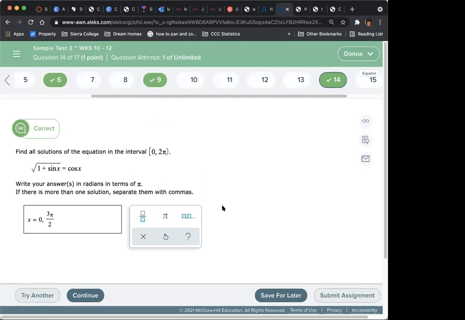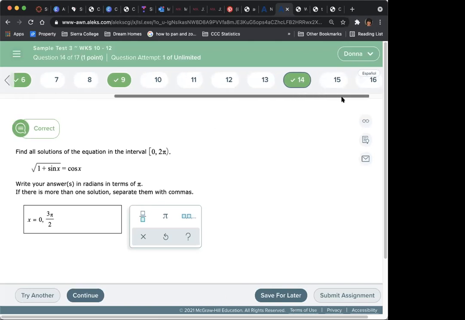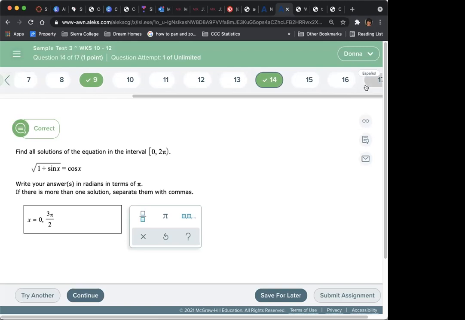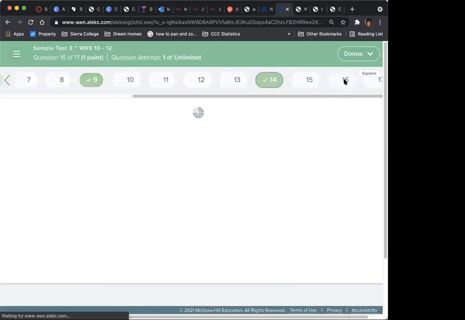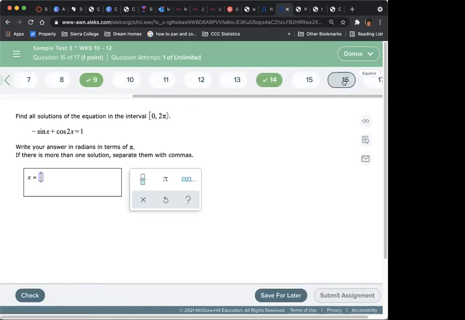How about that? All right, so that was 14. Let's go ahead and do 16 and 17. Let's see if we can whip out these two in the next 15, 20 minutes. All right, so 16. Oh, they're all on the trig stuff. All right. So the difference between this one and I think it was number 2 was this one is on the interval from 0 to 2 pi, and the other one was infinitely many solutions.